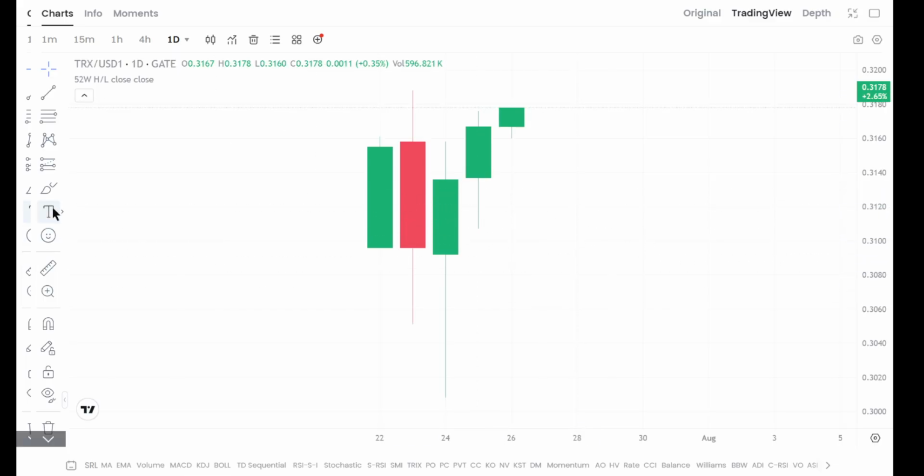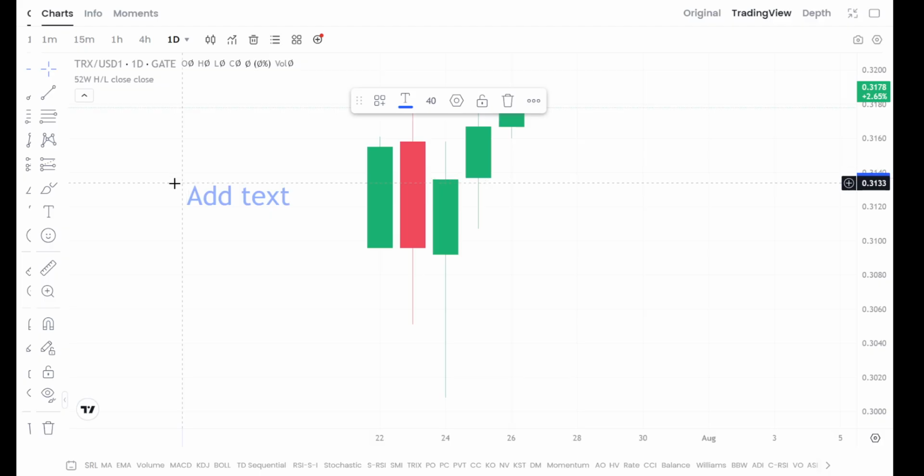And we are doing TRX. Let's write here TRX USD1.